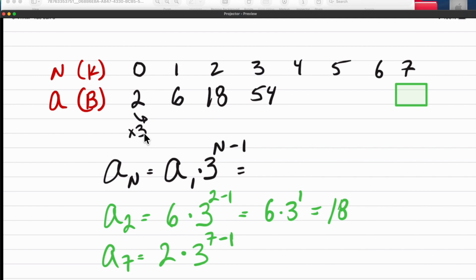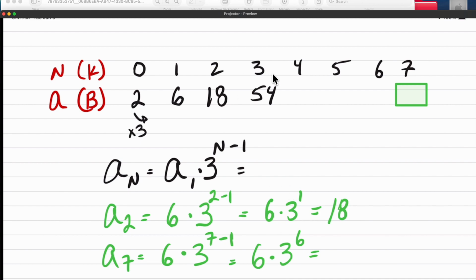Glad I caught that. I put the amount at position 0. We want the amount at position 1. This should be a 6, times 3 raised to the n, that's our ending position, minus 1. 1 is our starting position. So this is going to be 6 times 3 to the 6th power. That should be our answer.